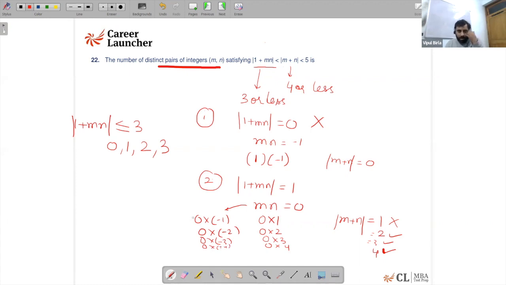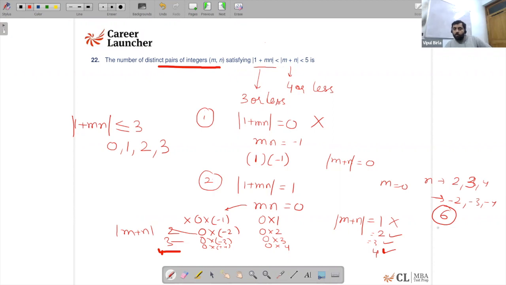Again, I cannot take 0 into minus 1 because in this case, mod of m plus n will be equal to 1, which is equal to 1 plus mn, which is not possible. Again, this leads to 2, 3, and 4, the value of mod m plus n, which is possible. Therefore, with m as 0, n can take values 2, 3, 4, and minus 2, minus 3, and minus 4. That means 6 values.